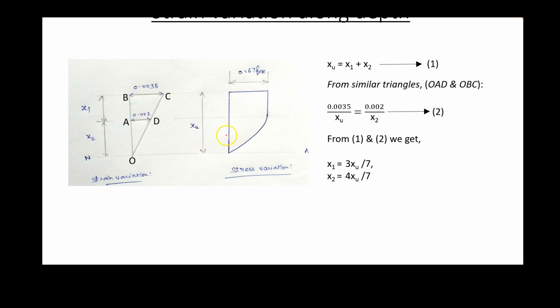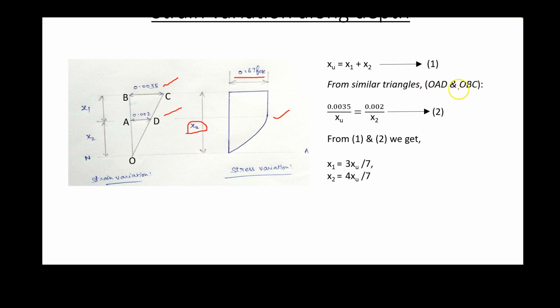So now we have seen the stress profile is parabolic, starting from 0 at the neutral axis, and it keeps on moving. The peak value here at this level is 0.67 fck in our case, and at that level we have already said that the strain value will be 0.002. And when the beam is about to collapse, visible cracks develop when the strain value is 0.0035. So that's what we have written here. Now we know that x1 plus x2 is equal to the depth of the neutral axis, represented here as xu.